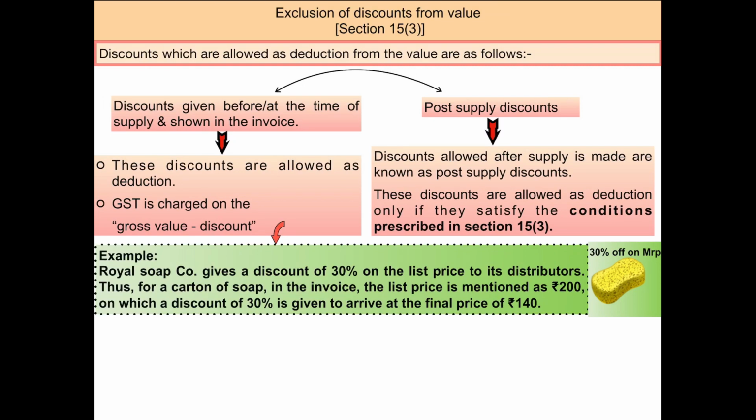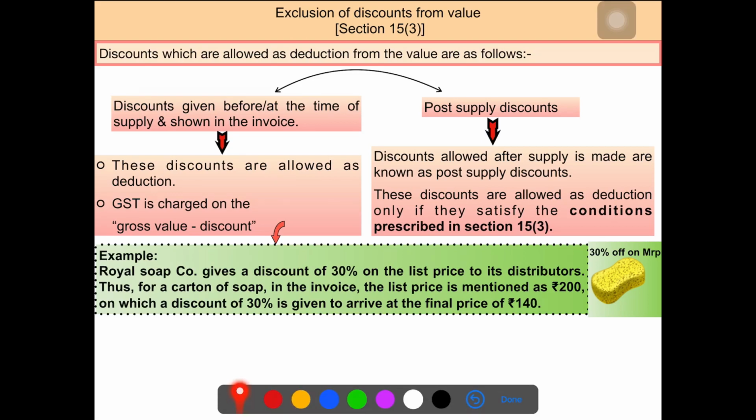So let's understand discounts which are allowed as deduction from the value of supply. Discounts which are allowed as deduction are divided in two parts. One is discounts given before or at the time of supply and the other is post supply discounts. So let's understand the first one. Discounts given before or at the time of supply and shown in the invoice.